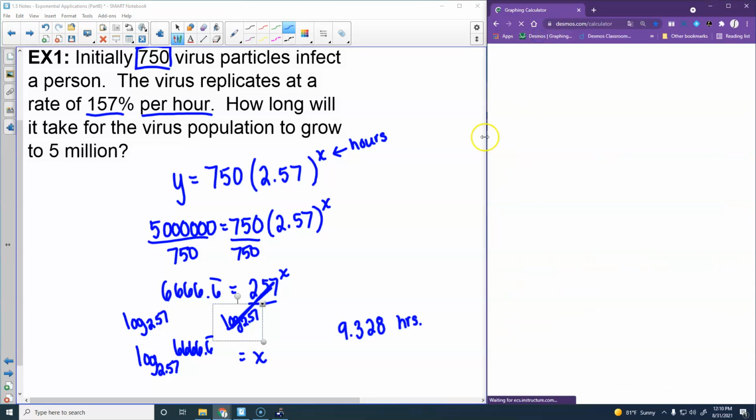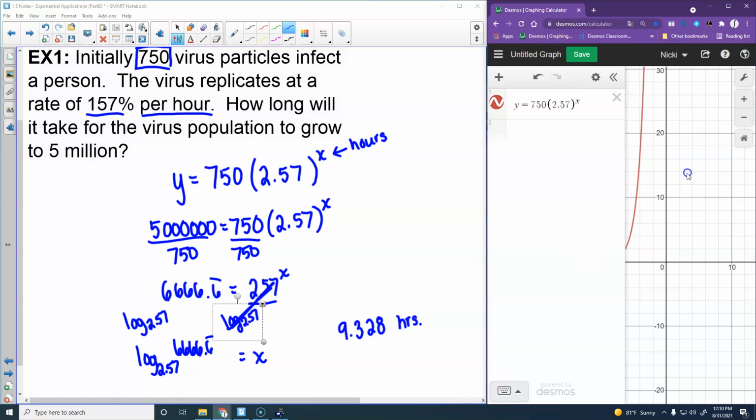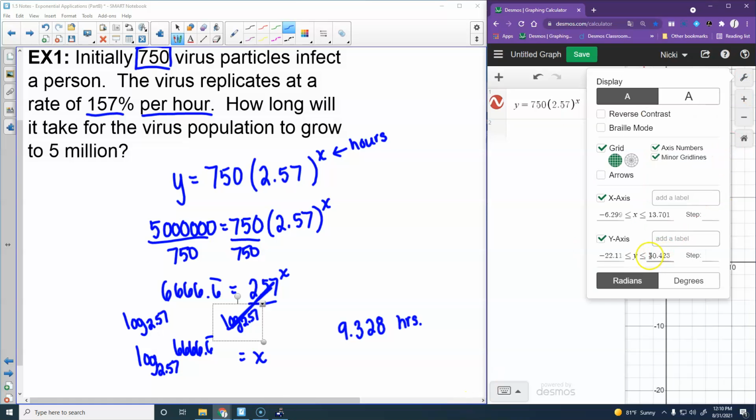So if I type in the equation that we're dealing with here, y equals 750 times 2.57 to the x, and I'm going to change my y-axis here to go up to 5 million.